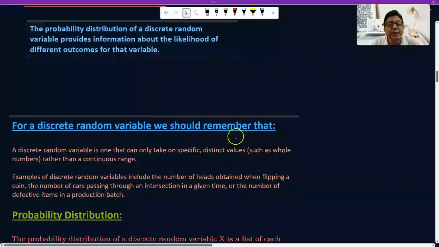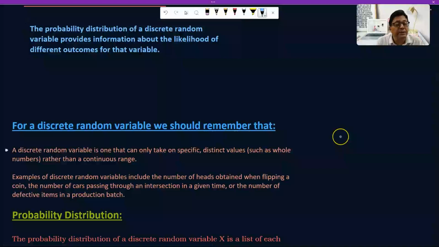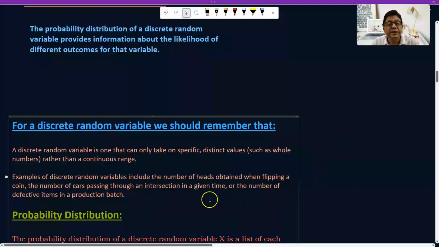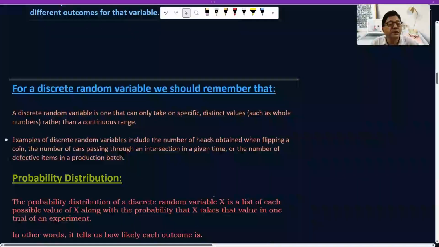For a discrete random variable, we should remember that it is one that can take only specific distinct values, as we were discussing. A continuous one takes any value in between two given values, but a discrete random variable takes distinct values only. Some examples I have already given: flipping or tossing of a coin, rolling of a dice, and number of defective items in a production batch, all these come under this category.